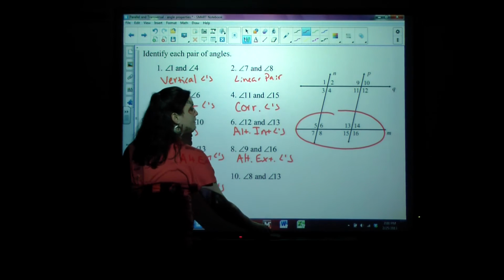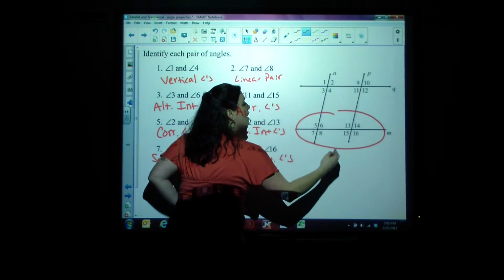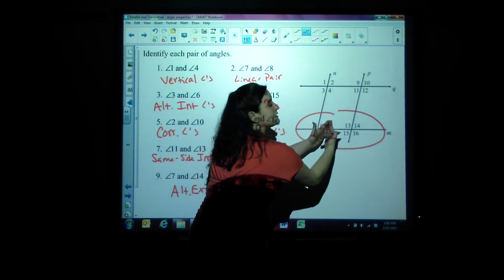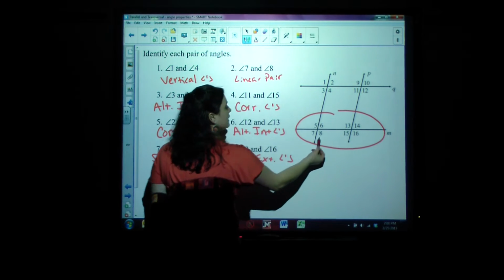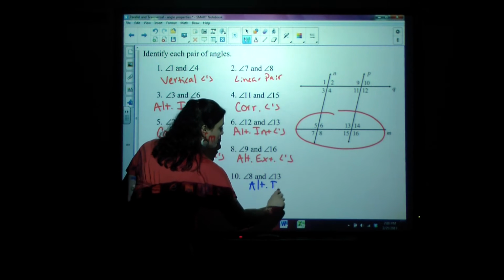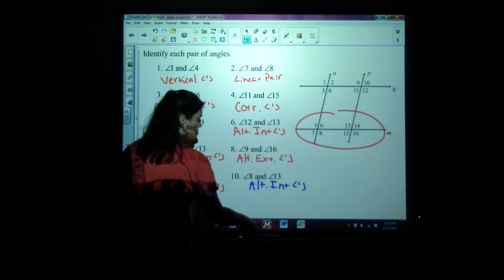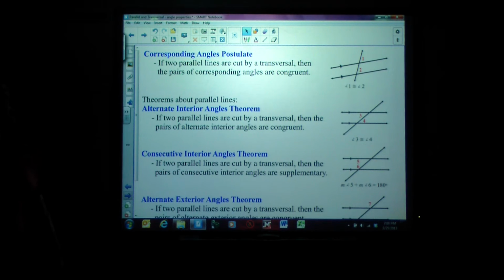All right, last set. 8 and 13, same intersection. 8 and 13 now become the interior of this transversal, cutting through these lines. So 8 and 13 are alternate interior angles. Okay, hopefully that went well for you.